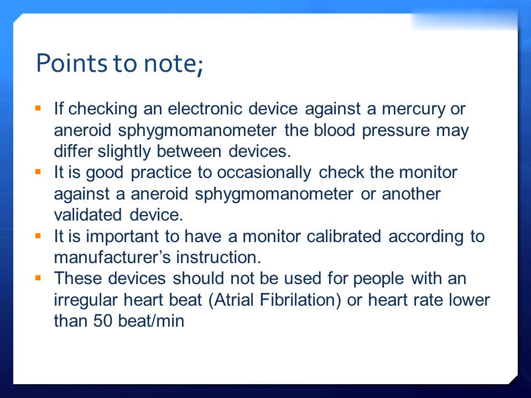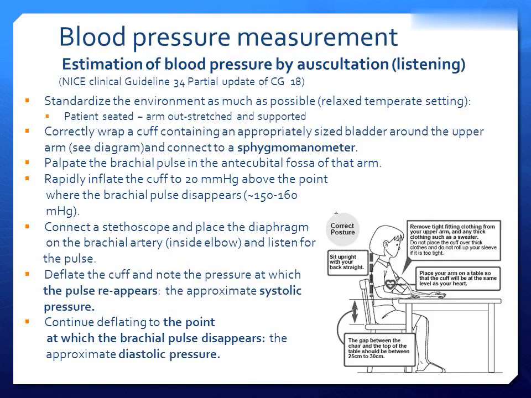These devices should not be used for people with an irregular heartbeat, atrial fibrillation, or heart rate lower than 50 beats per minute. Blood pressure measurement. Estimation of blood pressure by auscultation, listening, NICE Clinical Guideline 34, partial update of CG18. Standardize the environment as much as possible, relaxed temperate setting. Patient seated, arm outstretched and supported.